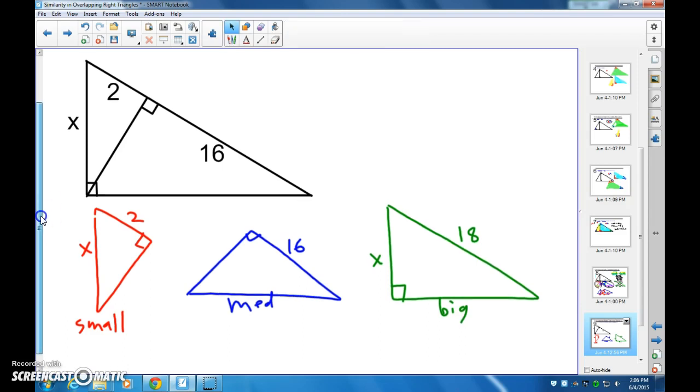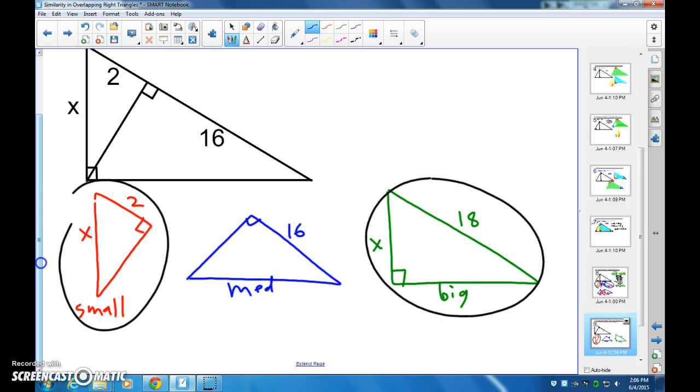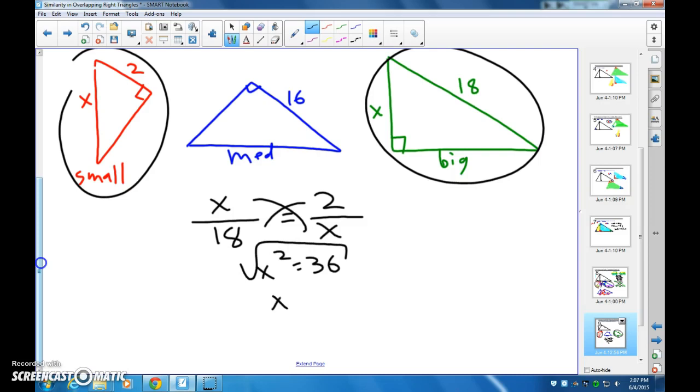So now you've got to find your pairings. I see the small and the big pair up, and I'm going to do hypotenuse over hypotenuse equals side over side. Cross multiply, and you get x is 6. So hopefully this helps lay out proportions in similar right triangles.